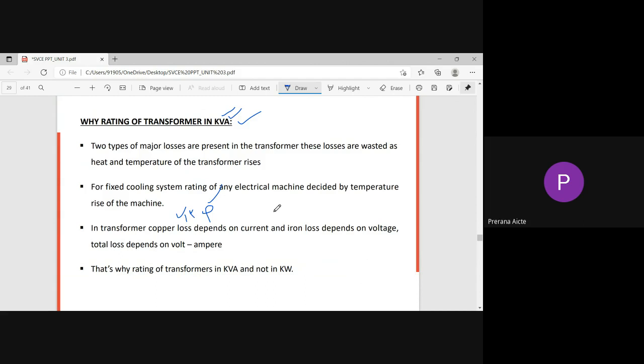Under no load, there are no copper losses. When load increases, the copper losses increase. Generally the rating of any electrical device is represented based on the heat developed in that machine. Heat is nothing but losses in electrical machines. So here, what are the losses? Major losses are iron losses, which depend on voltage, and copper losses, which depend on current. So that's why we generally represent a transformer in kVA rather than kW.